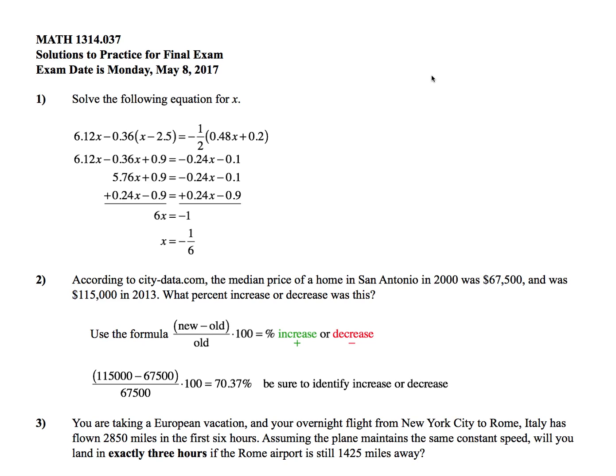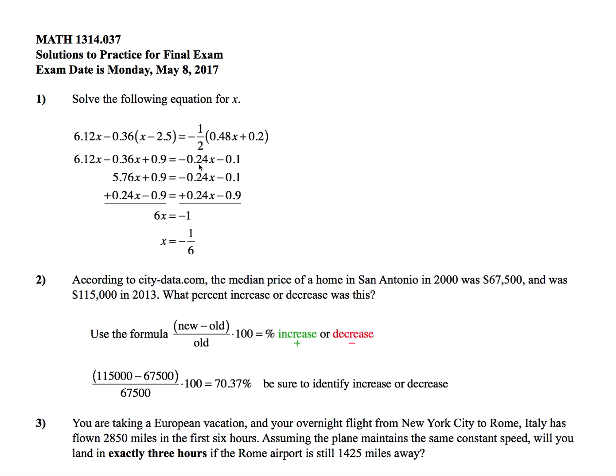So we start with question 1, where we solve a linear equation for x, and I have the steps typed out here. On the left side of the equation, I have multiplied 0.36 times these two expressions inside the parentheses. That gives us 0.36x, and 0.36 times 2.5 is 0.9. And I've done the same thing on the right side. I've multiplied a half by 0.48x and 0.2.